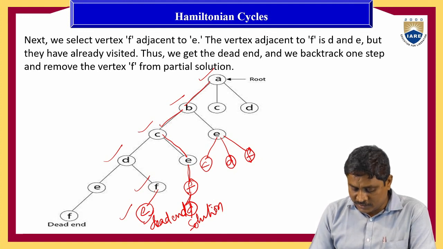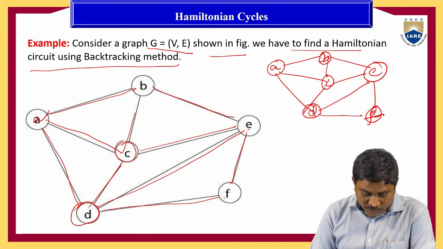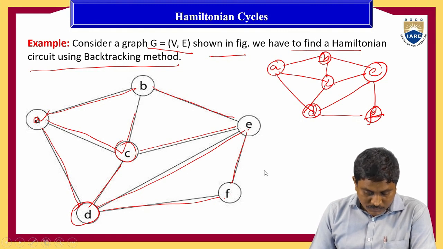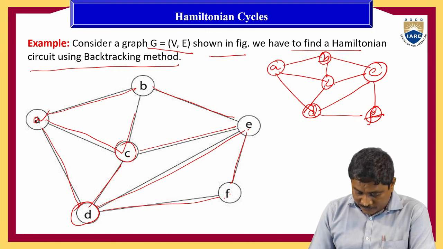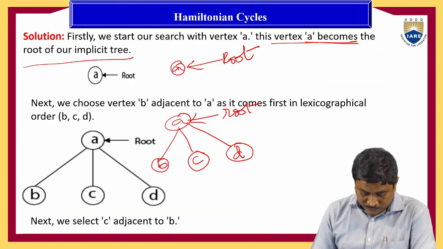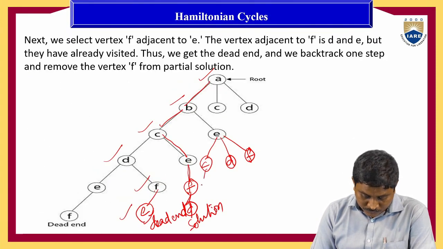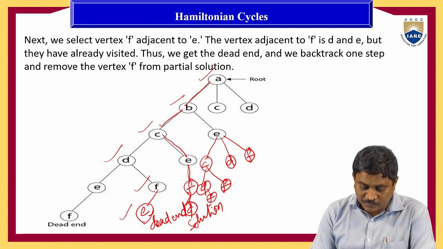Next, C. C is adjacent to D and F. So already E is repeated, and A is already visited. So D and F. D is adjacent to F. F doesn't have any direct path from F to A. So it also forms a dead end.